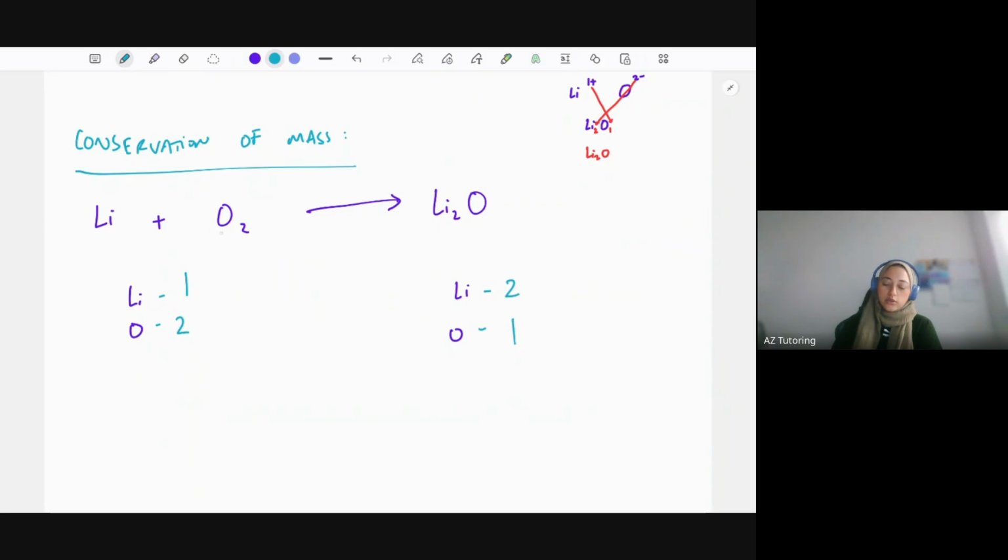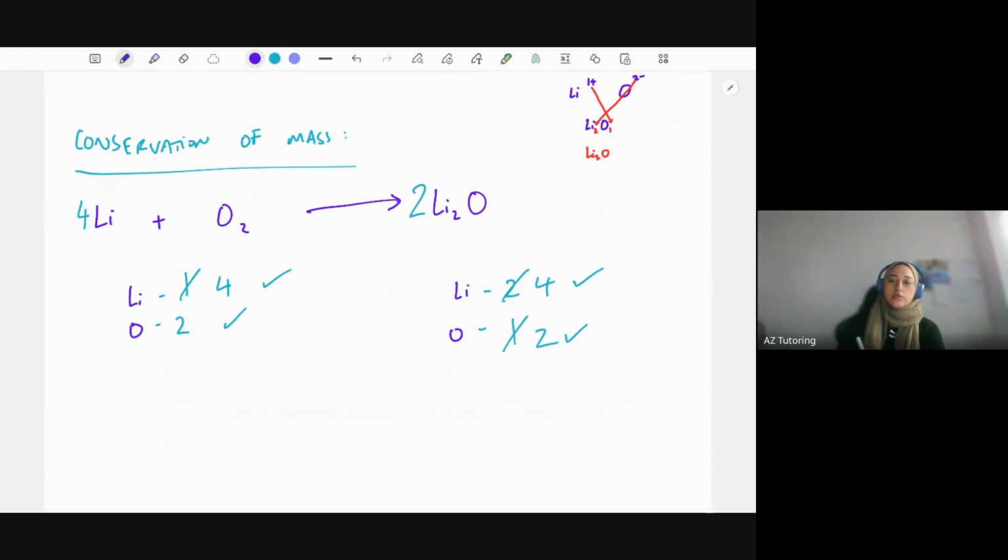Oxygen, I've got 2 on the left-hand side, so I need 2 on the right-hand side. If I put a 2 in front of there, because we can only put numbers in front, the oxygen has become 2, so that's happy. But the lithium has become 4, because 2 times 2 is 4. So now let's balance the lithiums. There's 4 on the right-hand side, but only 1 on the left-hand side, so I need to stick a 4 in front of there. Now they're all balanced and happy.